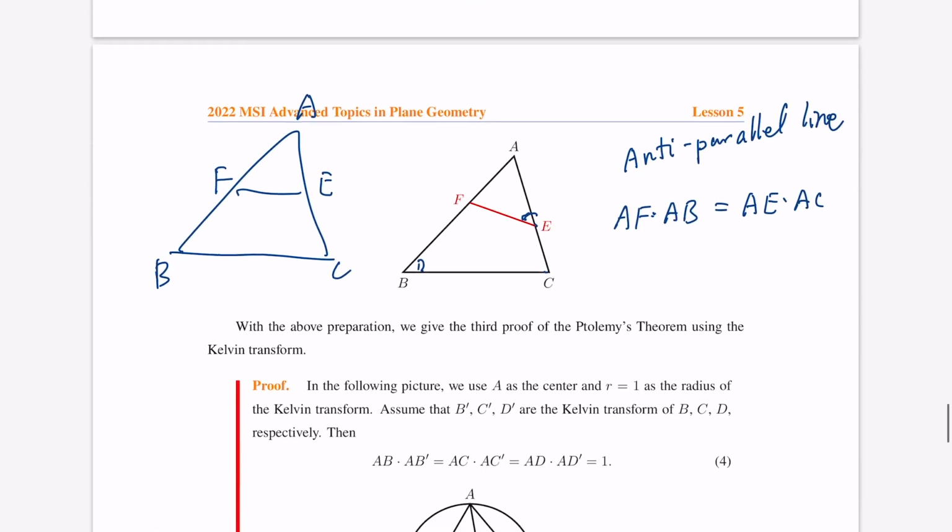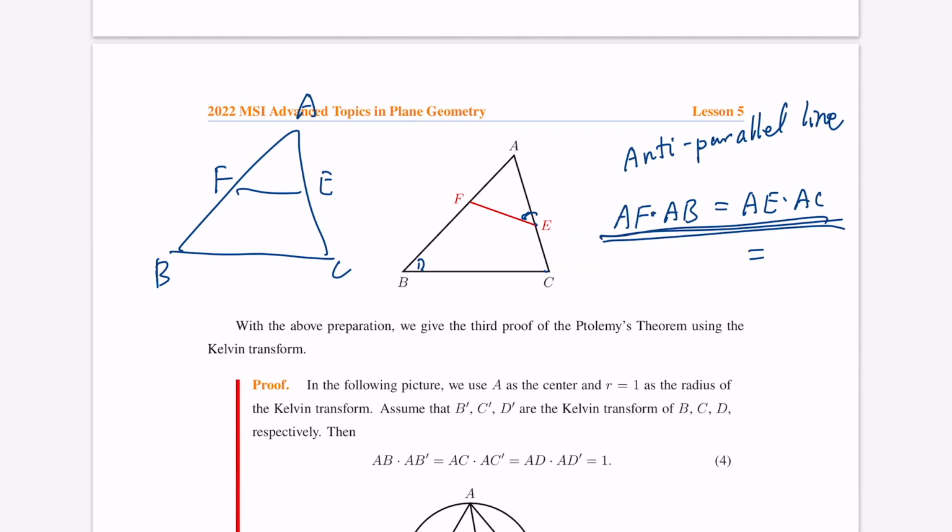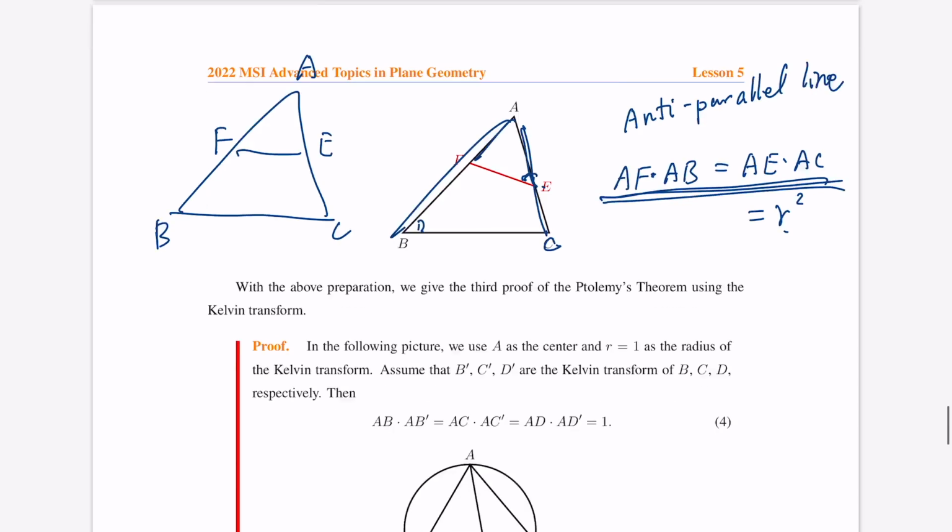Okay, very good. So why is this useful? This is useful because of this equation. And you can reinterpret this equation. Let's say this is R squared. You can reinterpret this equation as saying that E and F are the Kelvin transforms of C and B respectively, right? You send C to E, so this product is equal to a fixed number R squared, and this one is equal to another fixed number. So that's E and F are the Kelvin transformations of C and B respectively.